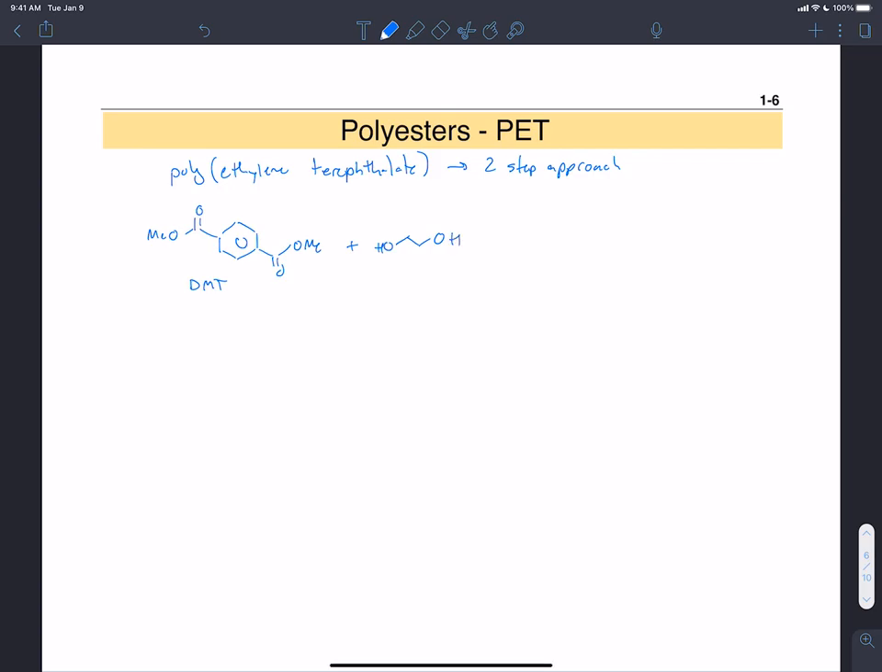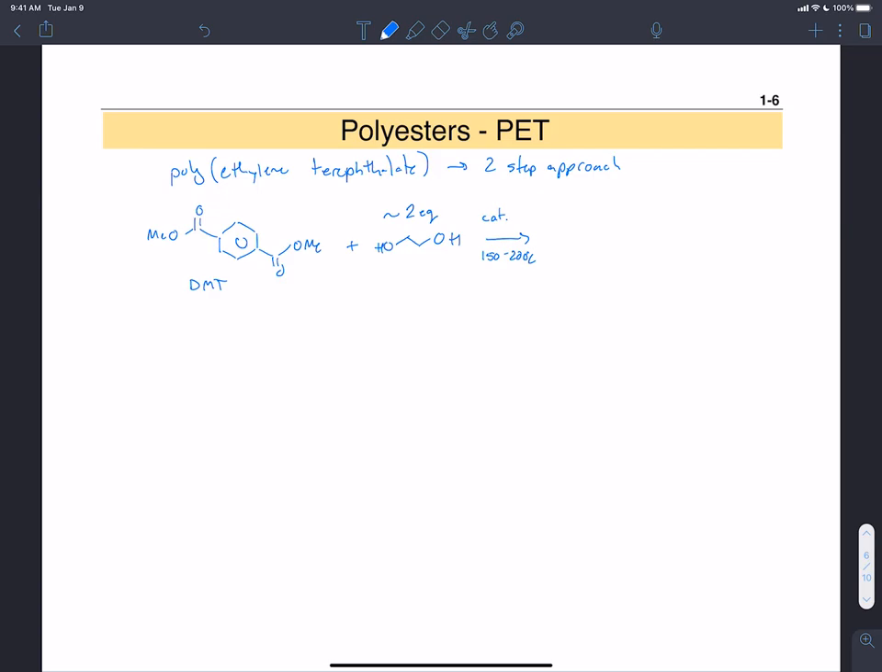And the strange thing here is usually, again, what we've been learning to date is that in step growth polymerizations, you would want equal stoichiometry between the two. But we're actually going to have about two equivalents of this. So we're going to have way more alcohols than esters around. And we're going to do this in the presence of a catalyst to allow transesterification to occur. And we're going to heat this to about 150 degrees to 200 degrees Celsius.